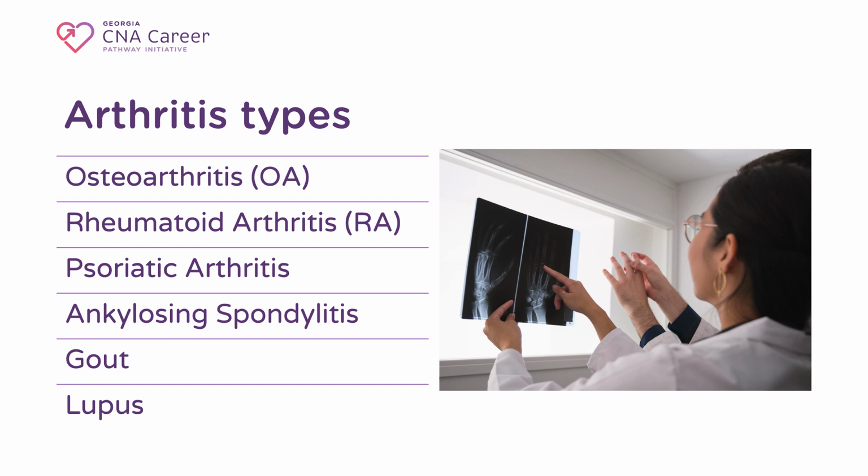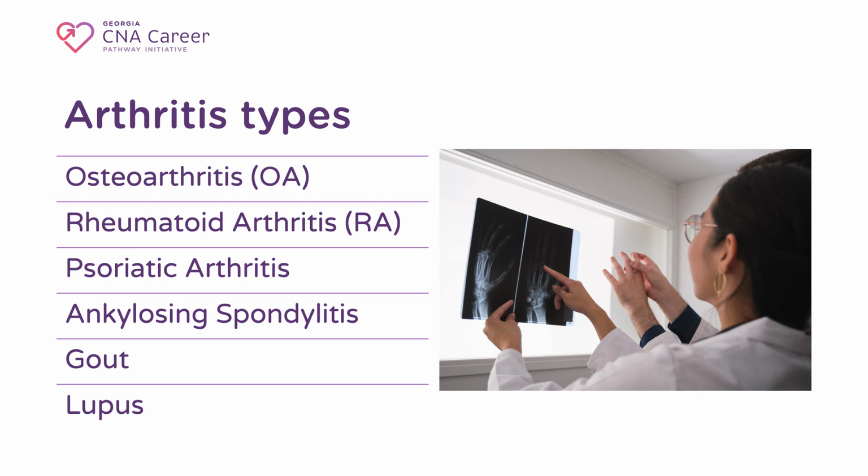Types of arthritis. 1. Osteoarthritis, OA. This is the most common form of arthritis, often associated with aging and wear and tear on joints. It occurs when the protective cartilage that cushions the ends of bones wears down over time. 2. Rheumatoid arthritis, RA. RA is an autoimmune disorder in which the immune system mistakenly attacks the synovium, the lining of the membranes that surround joints. This leads to inflammation, pain, and joint damage.